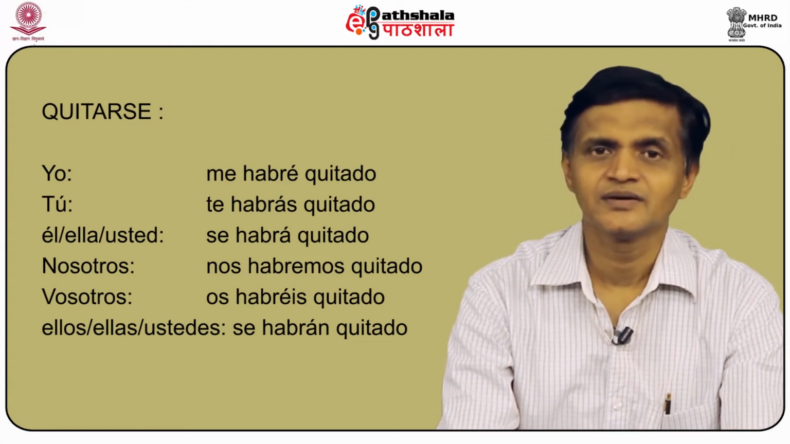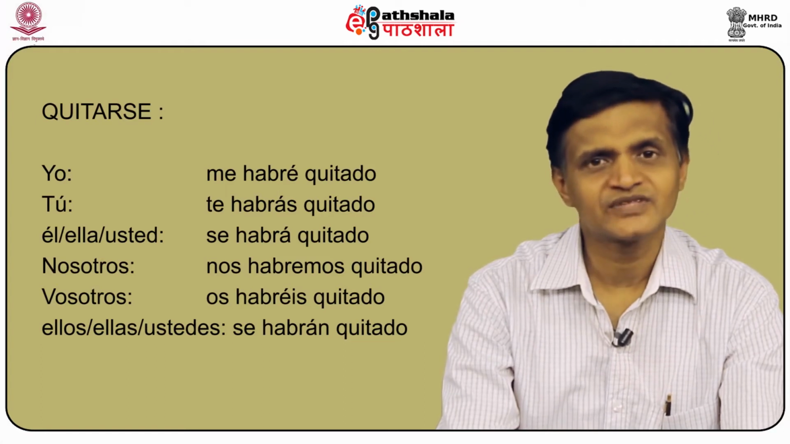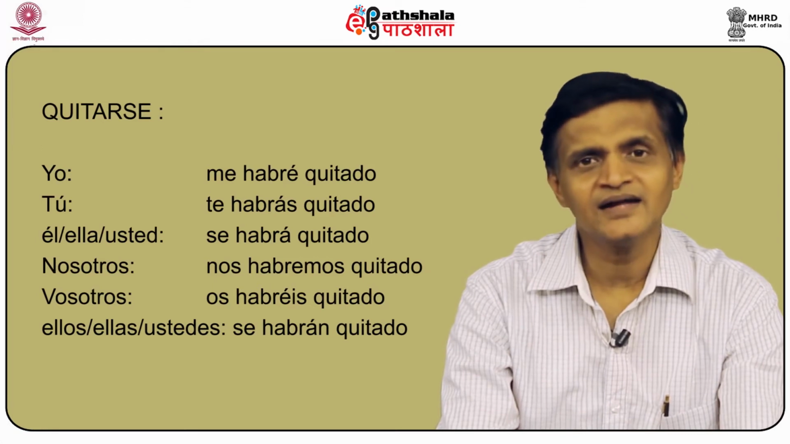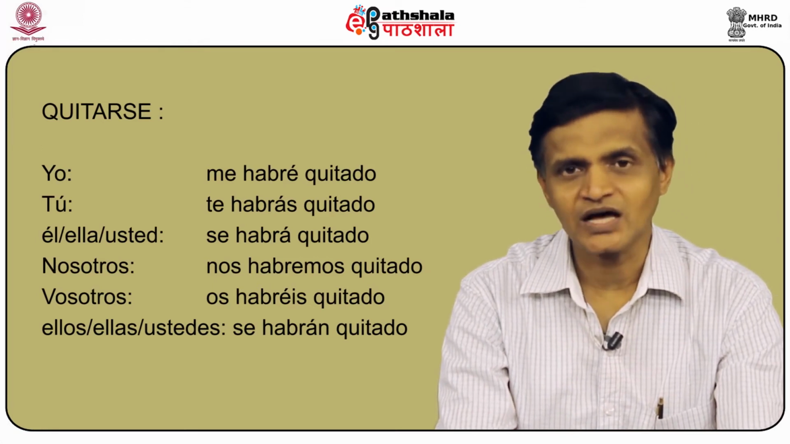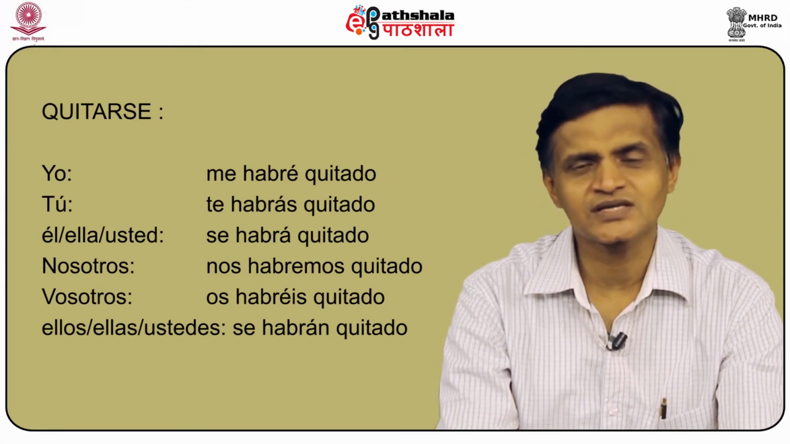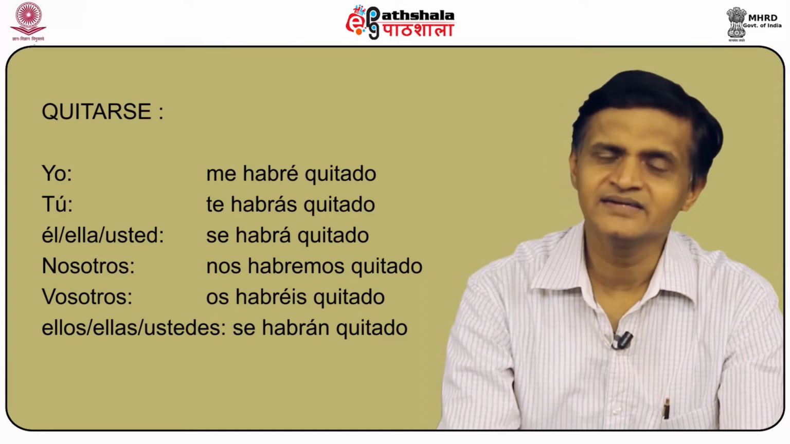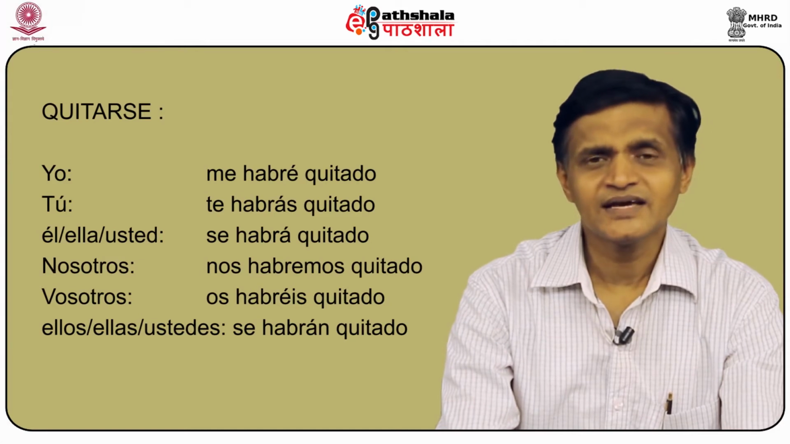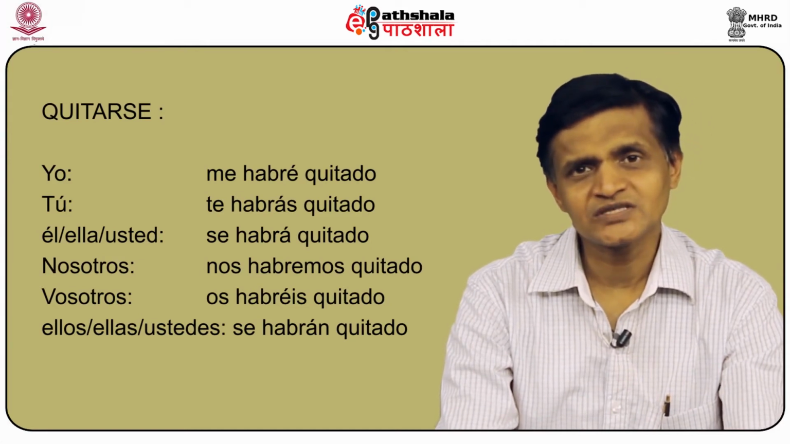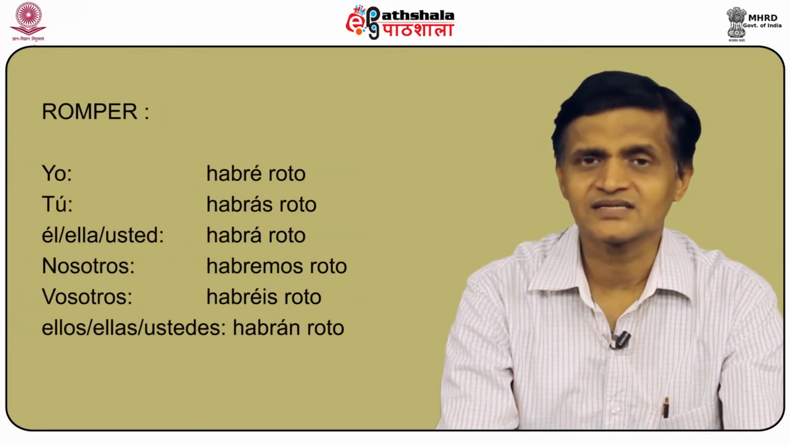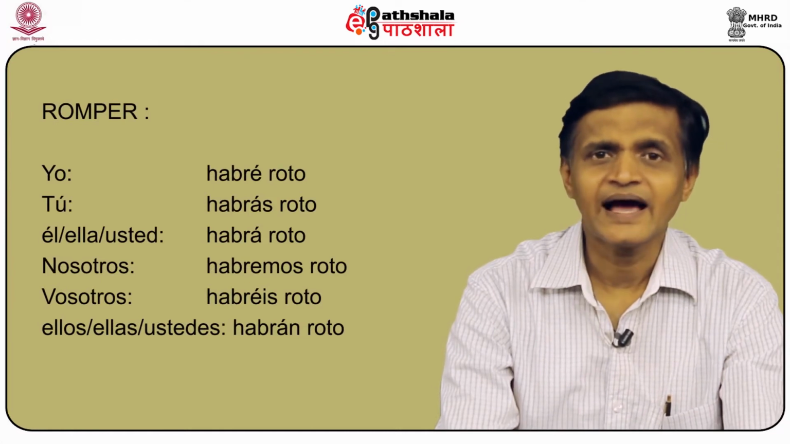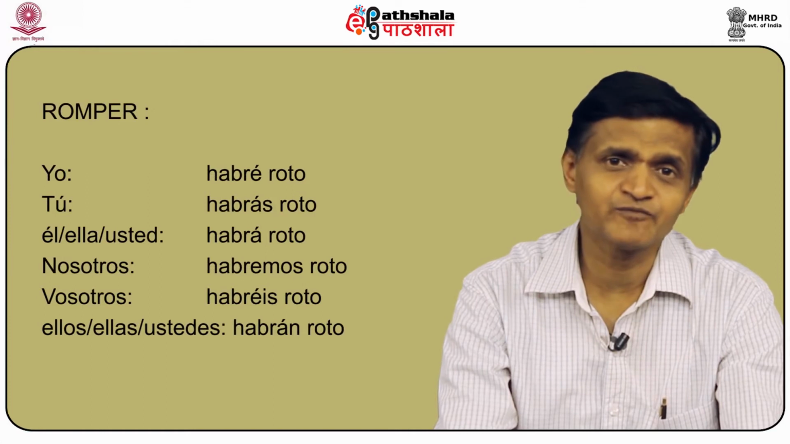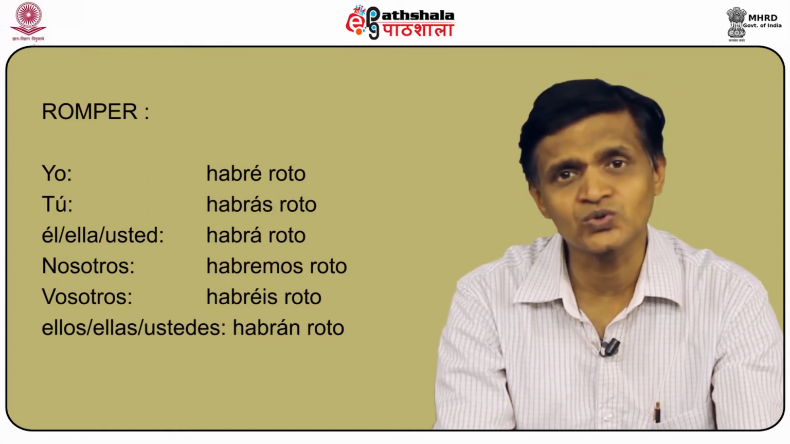I repeat, me habré quitado, te habrás quitado, se habrá quitado, and for the plurals, nos habremos quitado, os habréis quitado, and se habrán quitado. The next verb that I would like to continue with would be romper. It is an ER ending verb. And this is also a bit different because for romper, as we have pointed out earlier, it is roto.